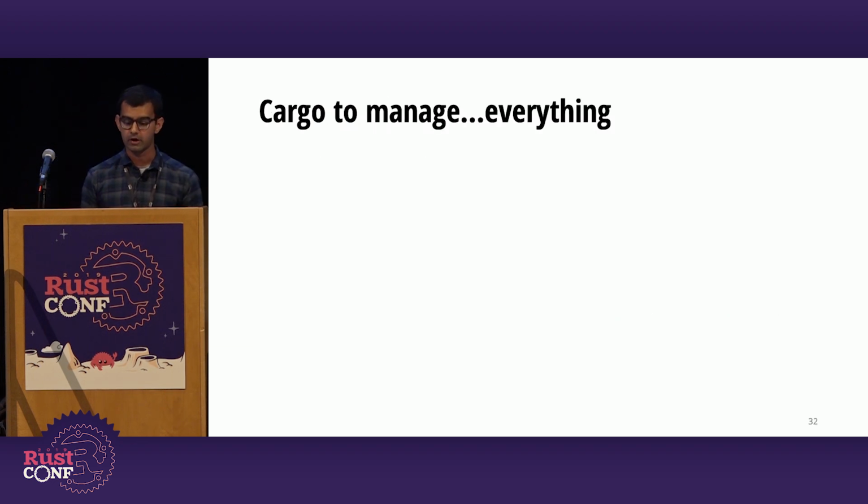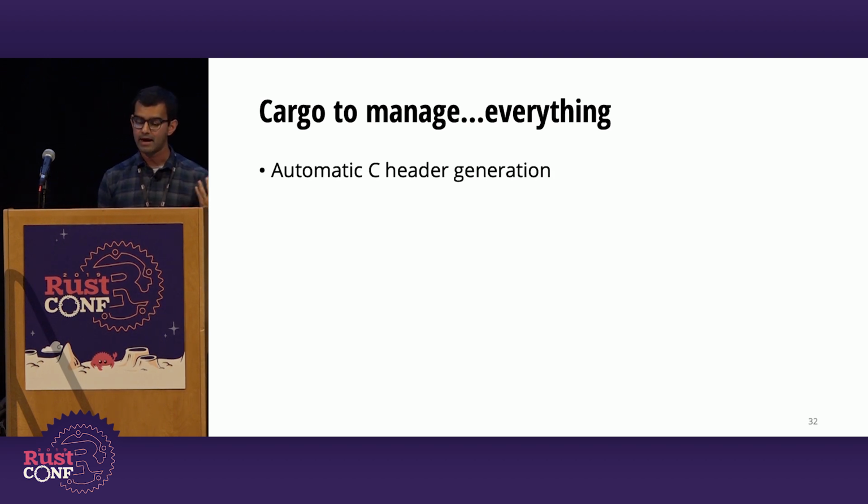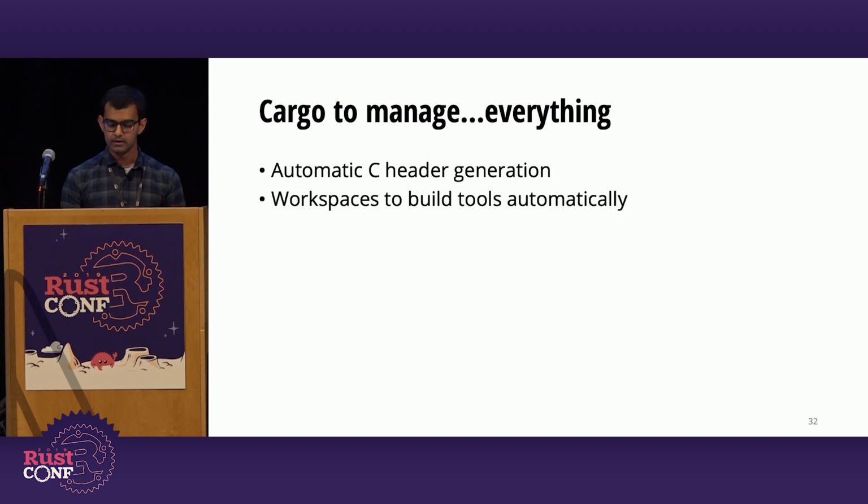Okay, finally, we use Cargo to manage literally everything about our project. The FFI that was generated on the previous slide, the header for that is generated using a build.rs file. We use workspaces to build tools automatically. So literally all you have to do to get the tooling and the compiler and the runtime is git clone and cargo build --release, and everything is just there, waiting to be run. That's really nice. Docs and testing, all that standard stuff, we also use Cargo for.